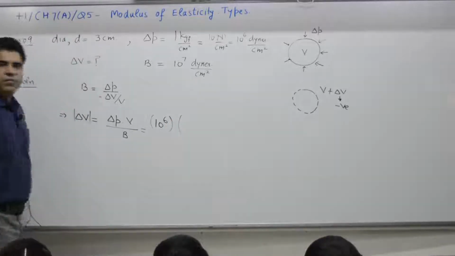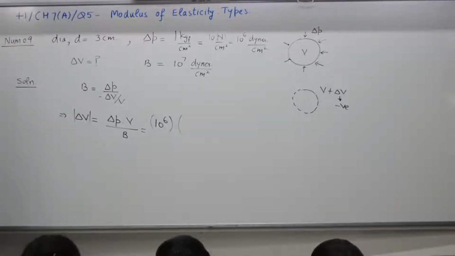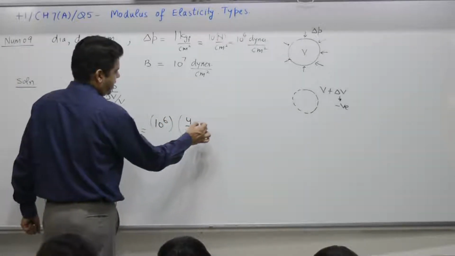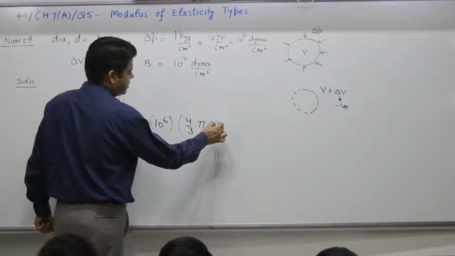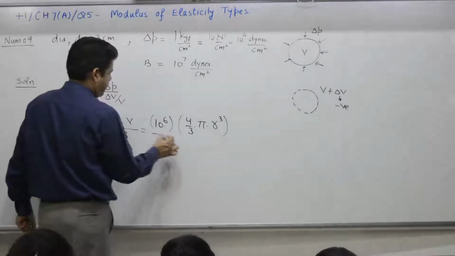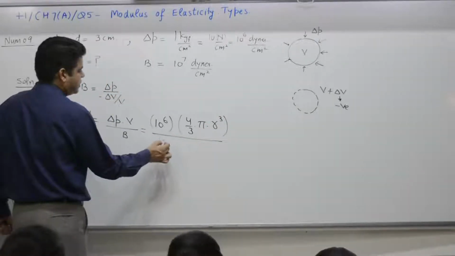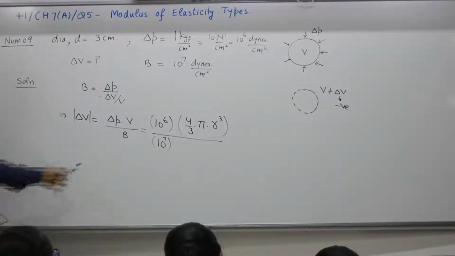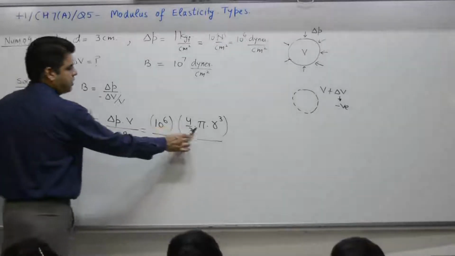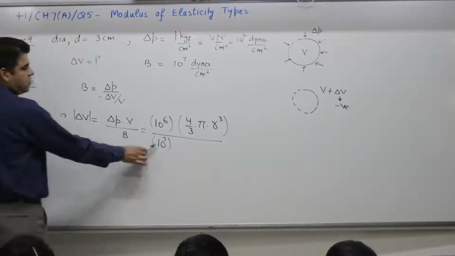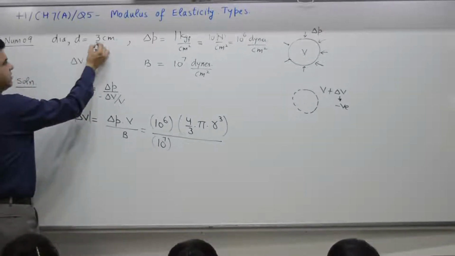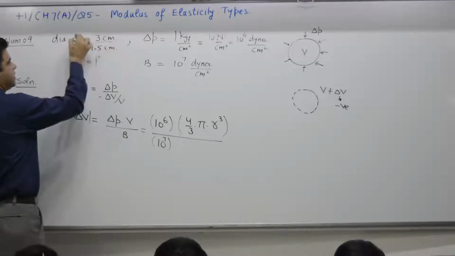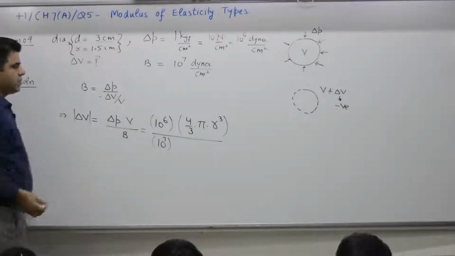Volume: the object is a cube or sphere? Sphere. So delta V is 4 by 3 pi radius cube divided by bulk modulus. Volume of sphere is 4 by 3 pi r cube. Bulk modulus is 10 to the power 7. Now D is given 3 centimeter, so radius is 1.5 centimeter. Put this value, calculate.